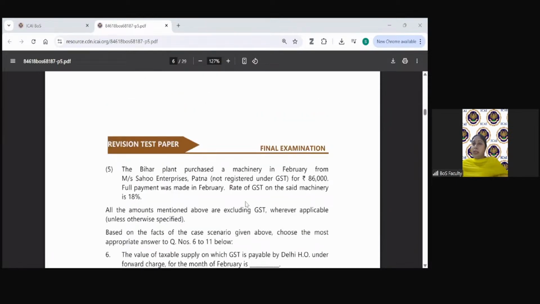Let us see first this transaction. Bihar Power Plant purchased a machinery in February from Messrs. Sahu Enterprises, Patna, not registered under GST for rupees 86,000. Full payment was made in February.